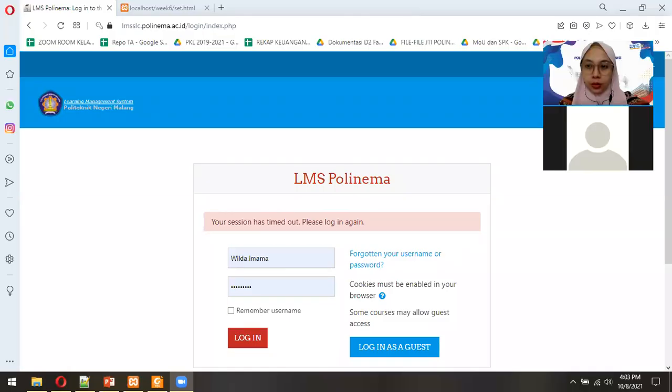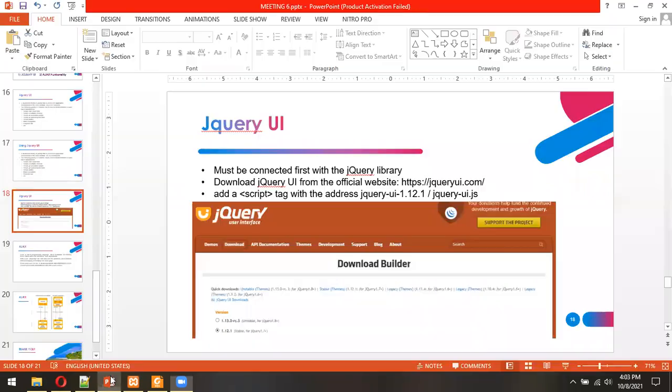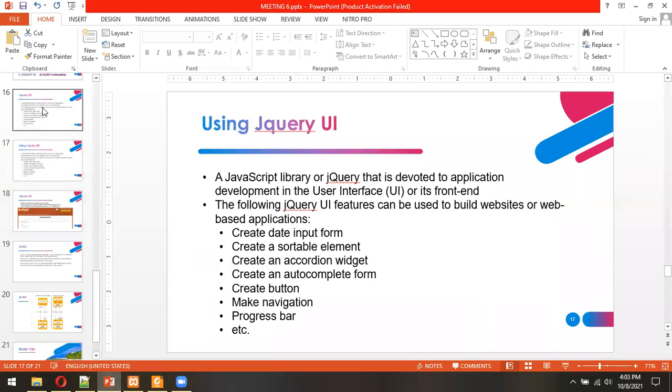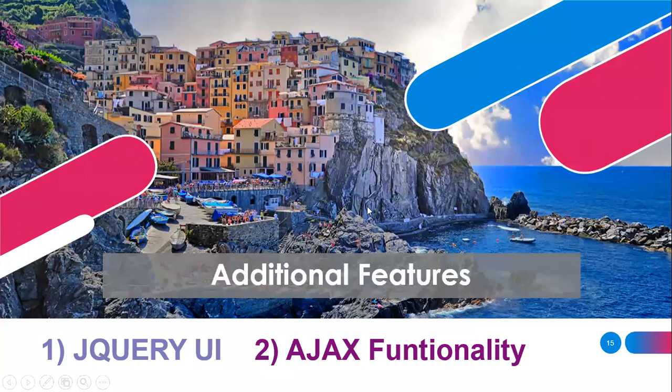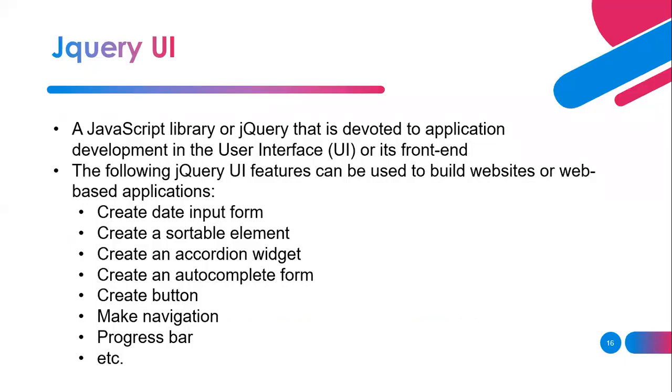Okay, about jQuery UI. jQuery UI provides additional functionality, additional features of jQuery that are specific to the UI or user interface. So it has a different file, a different library, to make jQuery UI. The other additional feature that we will also learn today is a text functionality. Okay, I have a typo there.